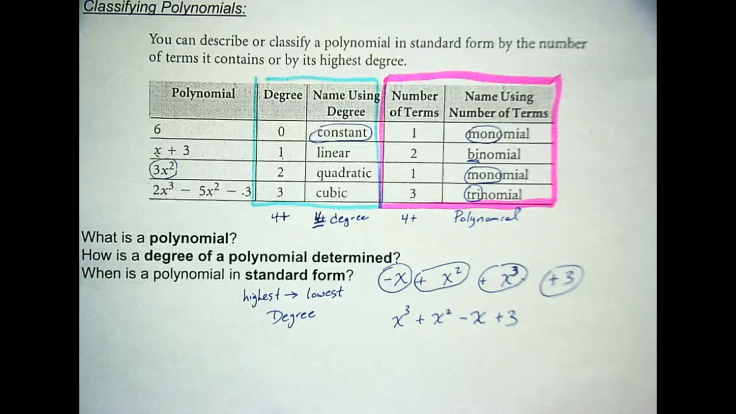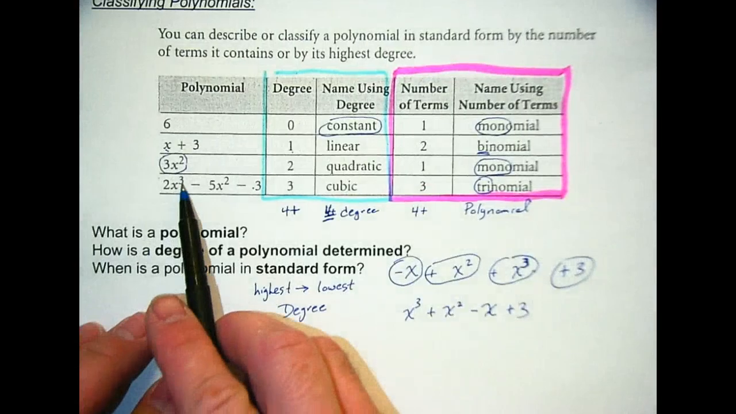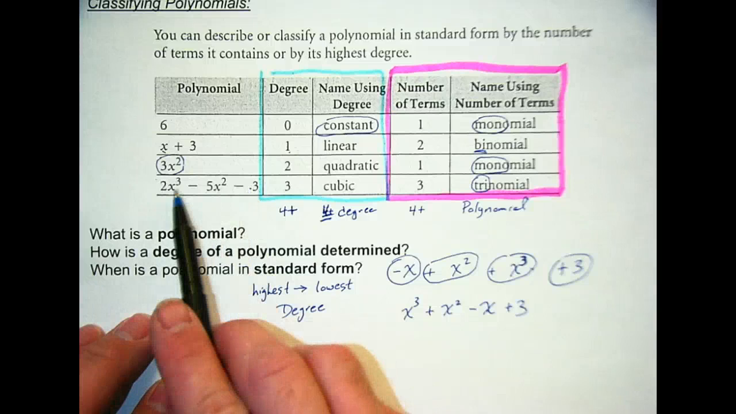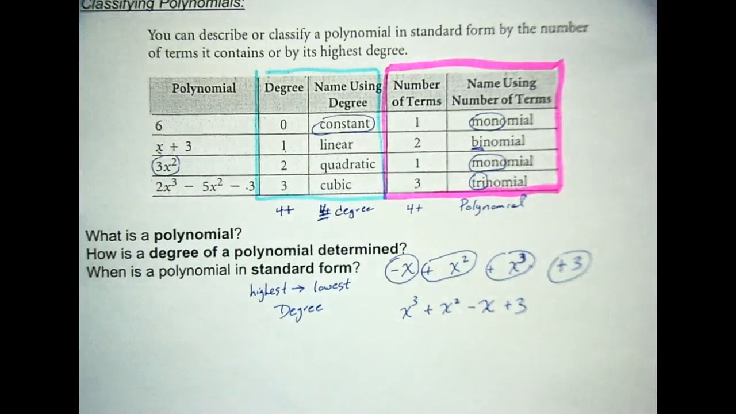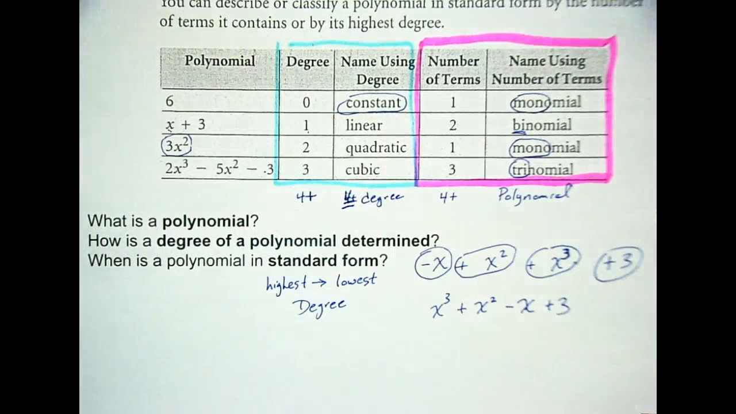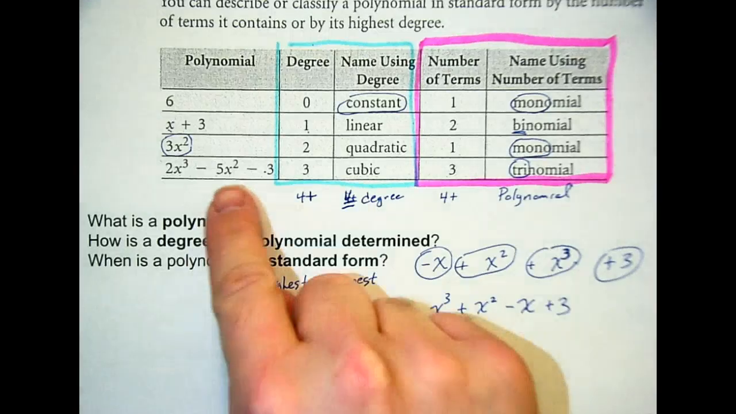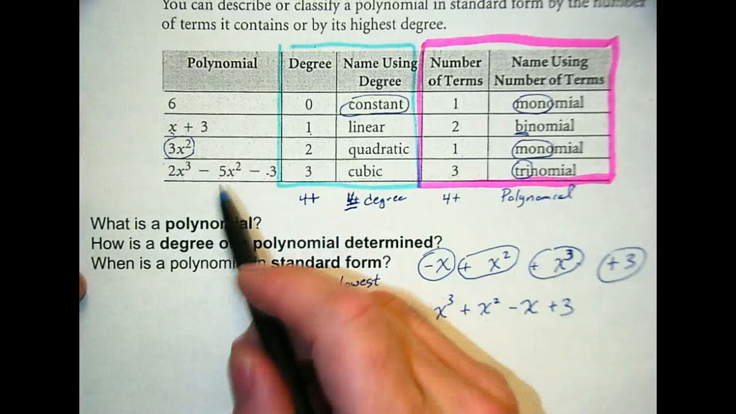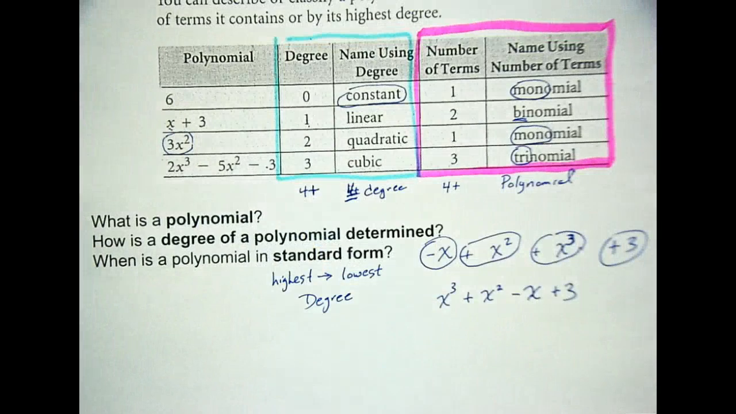Notice this one has multiple degrees in it. Tell your neighbor how you know which one of those to use to name it. What did we use up here? Cubic. We used cubic, which is what degree? What power is it? Jade? Third degree. So how do we know which one to use? Why didn't we use the 2? Why didn't we use the second power or the constant? Any thoughts?